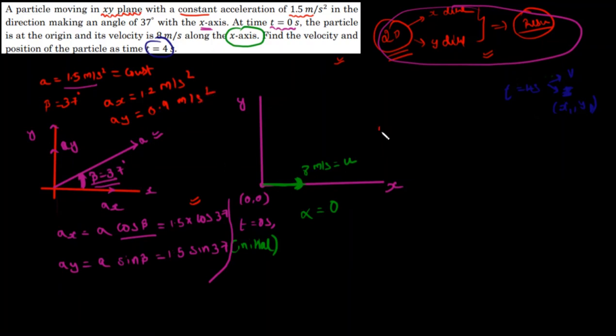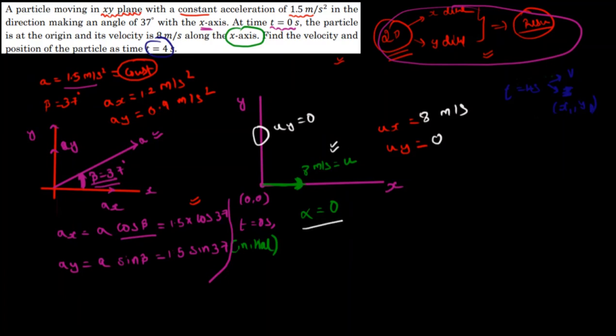Now what about the initial velocity ux? This acceleration was constant, so no issues at all. Now coming to ux and uy, the initial velocity in the x-axis and the y-axis. Initial velocity in the x-axis, you can see here, u is equal to 8 meter per second. What about the initial velocity in the y-axis? It is 0, clearly. So the initial velocity in the y-axis is 0.